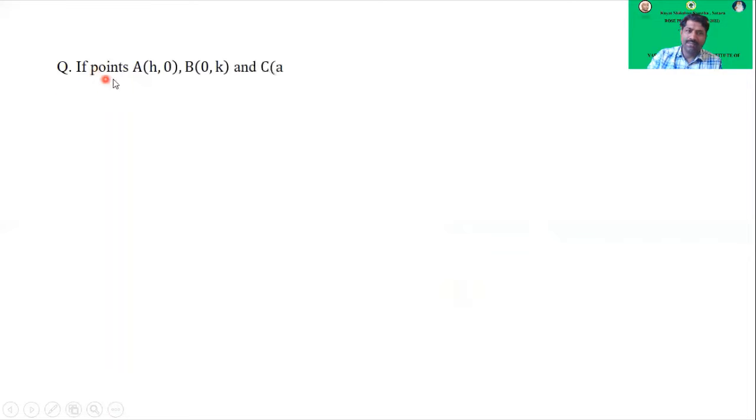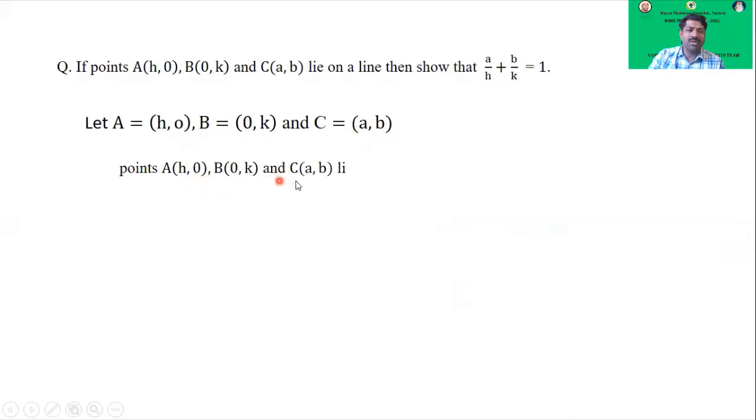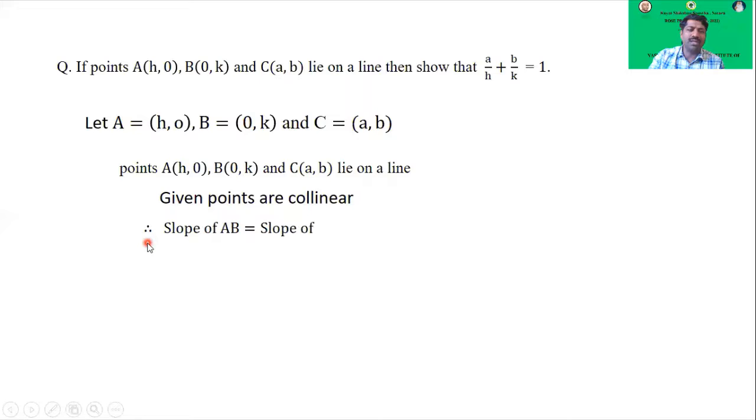Question next. If points A (h, 0), B (0, k) and C (a, b) lie on the line, then show that a upon h plus b upon k is equal to 1. So let A (h, 0), B (0, k) and C (a, b) be 3 given points, and we have to show this relation. Now points A, B and C lie on a line. So given points are collinear. And as the points are collinear, slope of AB is same as slope of BC.